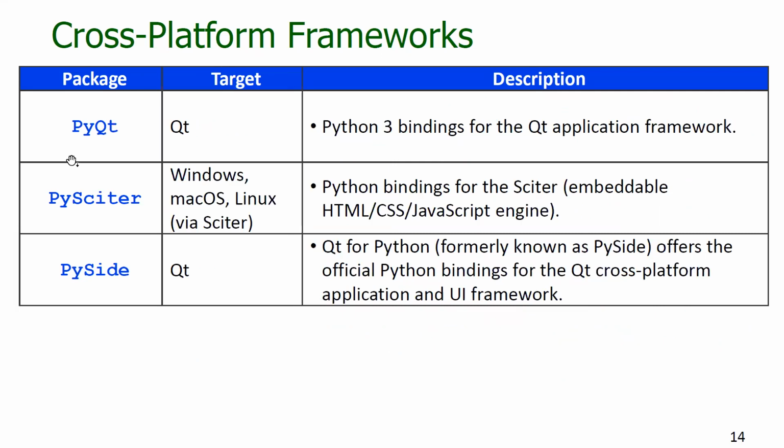The next one is PyQt. The target platform is Qt, which is a Python 3 binding for the Qt application framework. Then the next package is PyScite, which is suitable for Windows, Mac OS, Linux via Sciter. Python bindings for the Sciter, which is an embeddable HTML, CSS, and JavaScript engine.